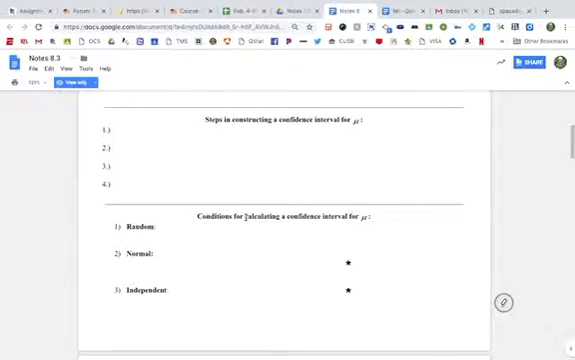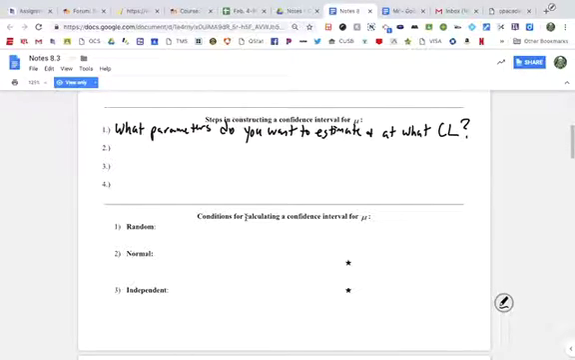All right, steps for constructing a confidence interval for a mean. So there's 4 steps. Okay, very similar to what we did with the 4-step plan. So step 1, what parameters do you want to estimate? And at what confidence level? Okay. Step 2, identify the proper inference method and check conditions.